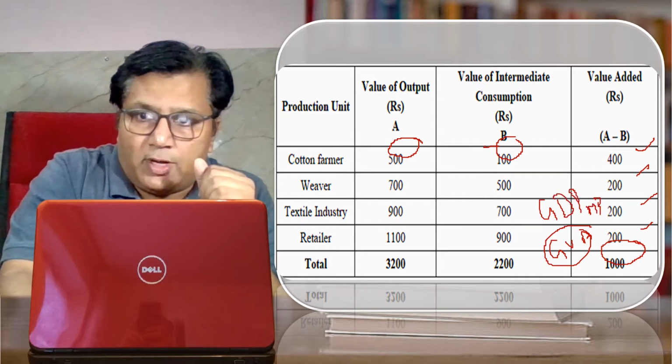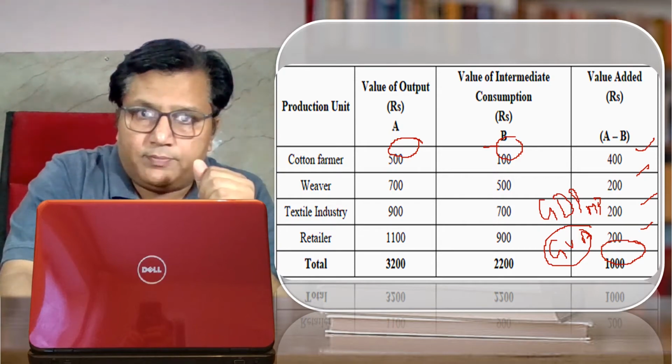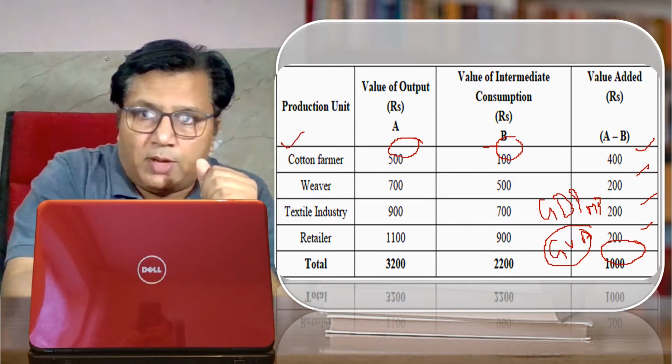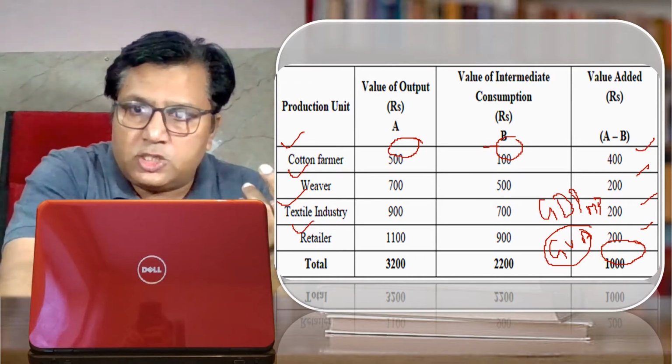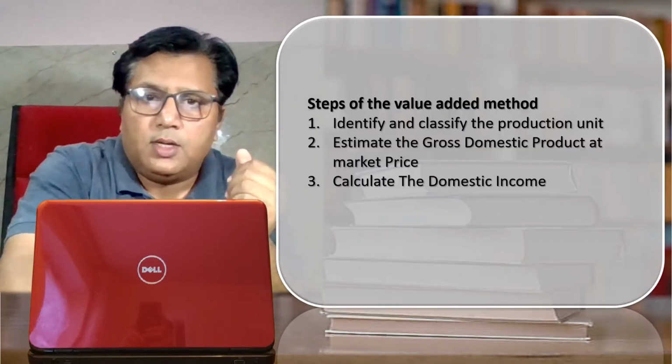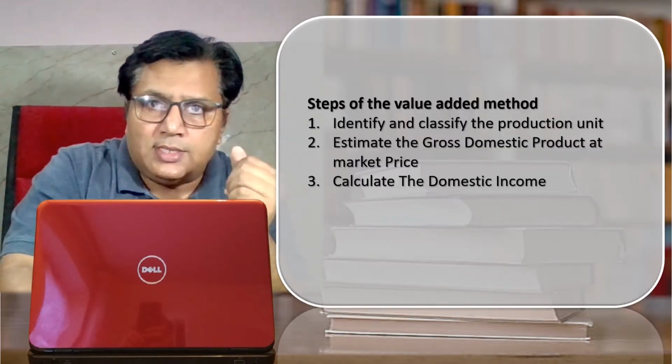Collectively it is called gross value added and individually it is called value added. So value added in the case of farmer is 400 rupees, value added in the case of weaver is 200, value added in the case of textile industry is 200, value added in the case of retailer 200, and the gross value added is 1000 rupees. This is the second stage. Now let us see the third stage.